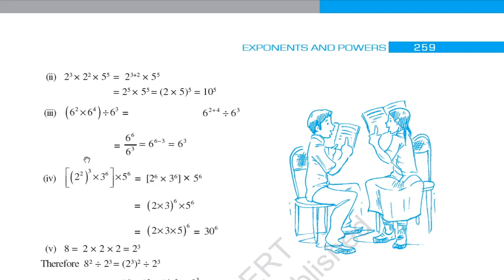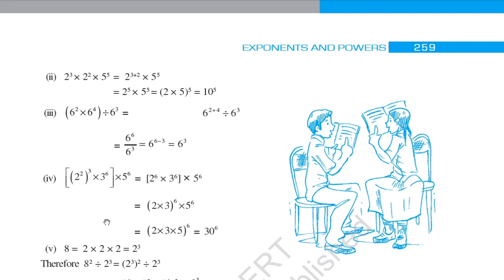Here is another question, number 4. 2 to the power 2 to the whole power 3 into 3 to the power 6 into 5 to the power 6. You know that when it is given like this, when the bracket is removed, the powers get multiplied. So it becomes 2 to the power 6 into 3 to the power 6 into 5 to the power 6. The whole power is the same, they have the same power. So they will come inside a bracket and the whole power becomes 6, that is 30 to the power 6.